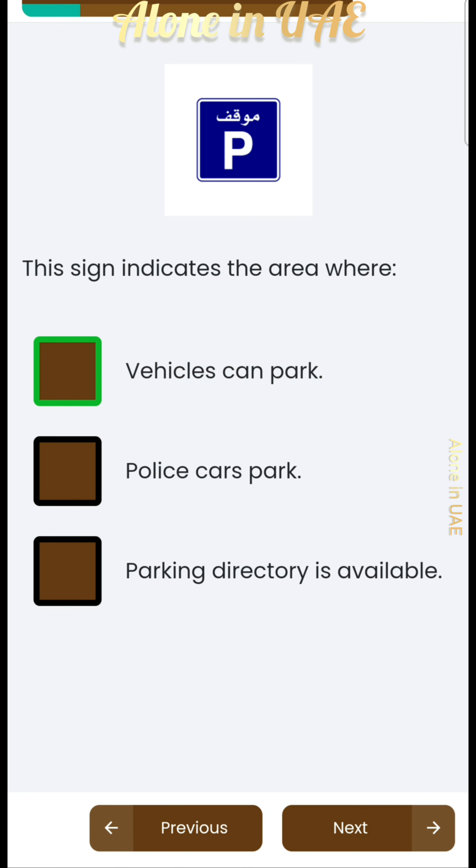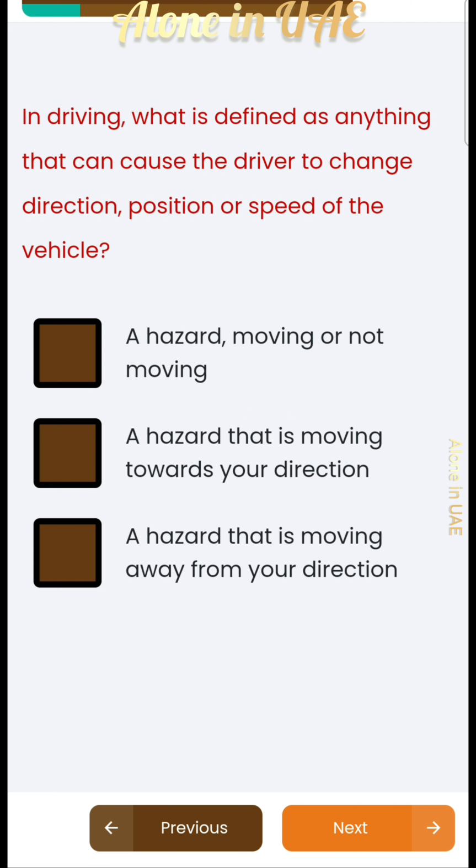This sign indicates the area where vehicles can park. In driving, what is defined as anything that can cause the driver to change direction, position or speed of the vehicle? A hazard, moving or not moving.